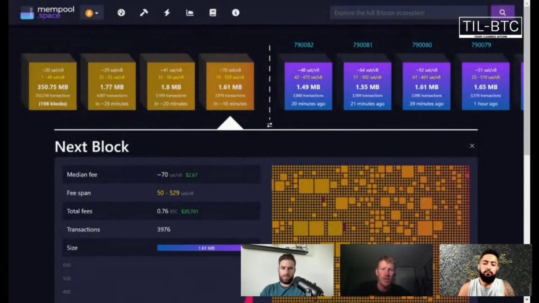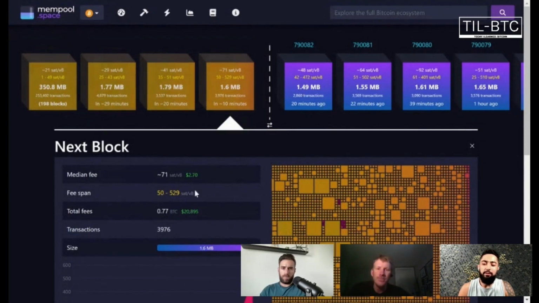Whereas 529 is just madness. There's no reason to pay that much. If you pay a huge amount more, you don't get in faster. You still got to wait for the block. You really just want to pay just enough to get into that next block. Yeah, that makes sense.